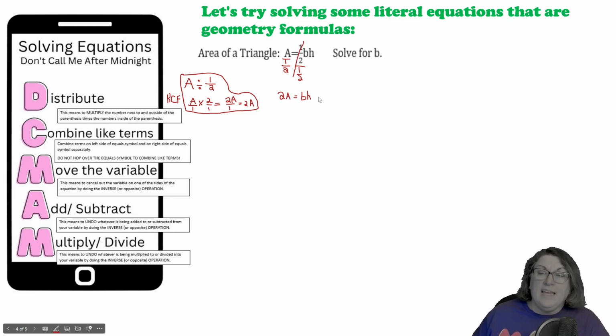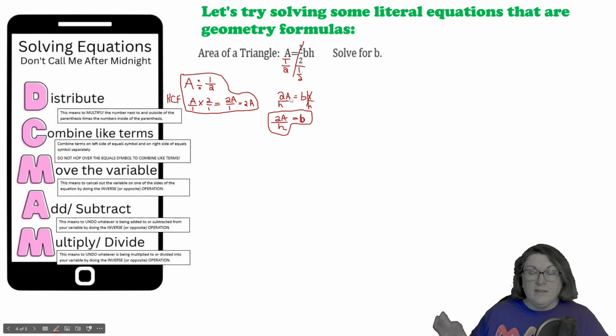Now we need to get rid of the h. And again, it's being multiplied times the b. So I just need to divide by h to turn that into a 1. And we know b times 1 is just b. And then when I divide the 2a by h, I don't know the value or the numerical quantity of a. So that's all I can do is just write it as 2a divided by h. And that's essentially my answer because I have isolated my b. That's a b over there.